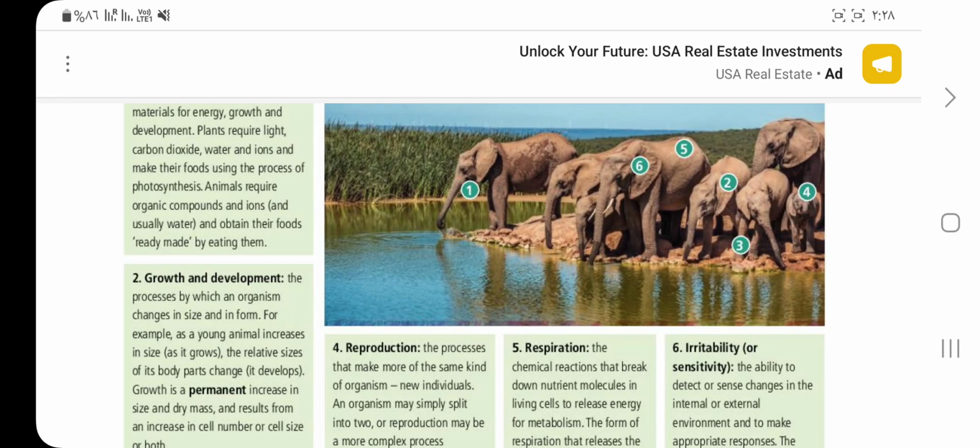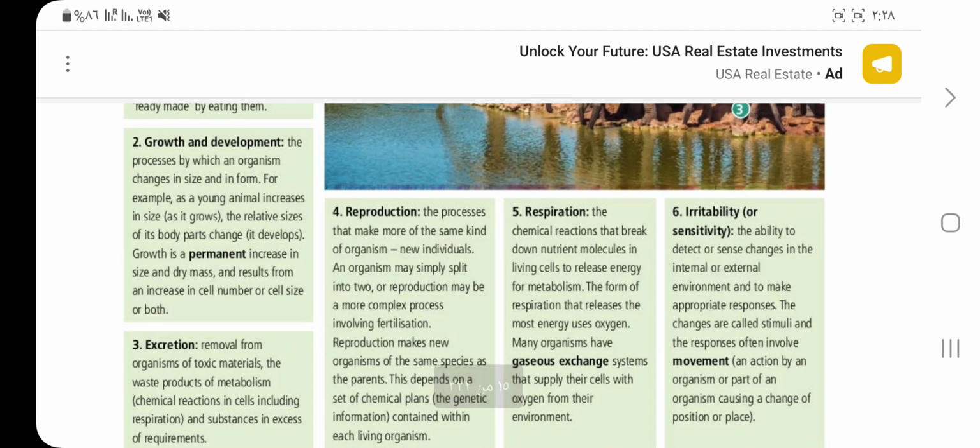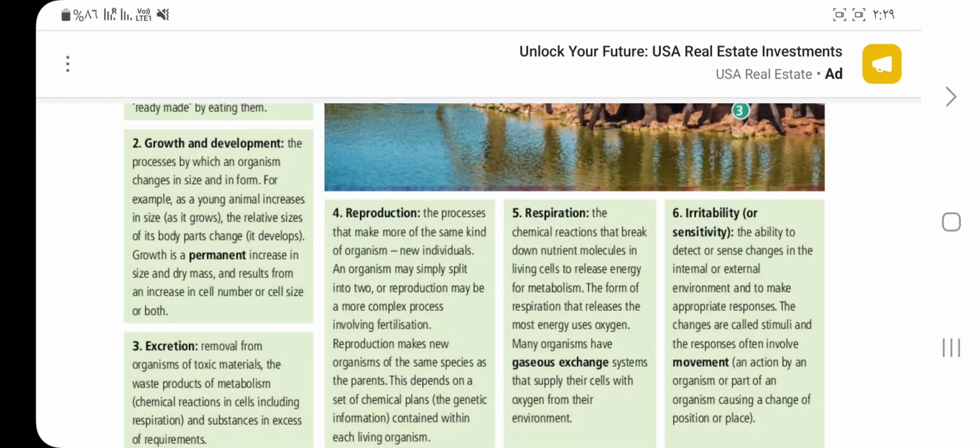Ready-made food, okay? The second process is growth and development, a process in which an organism changes in size and in form. Again, in this process of growth and development, the living organism changes in size and in form. So, if a living organism increases in size, it's growth. And if the relative size of its body parts changes, it's called development.